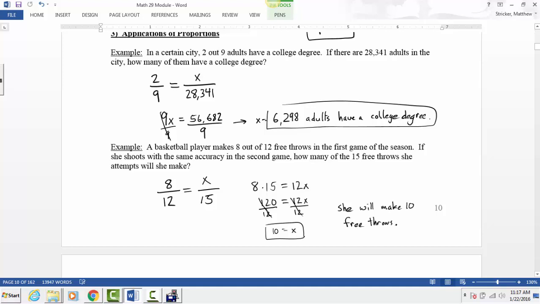In the second game. Remember, write your answers in complete sentences when we have application problems. And that does it for section 2.4. Thank you.